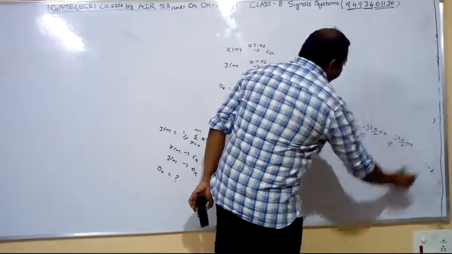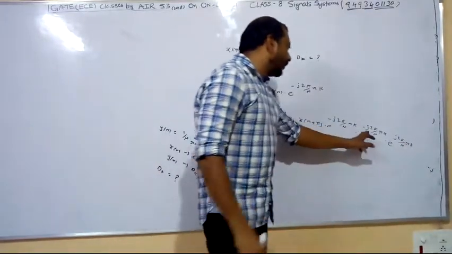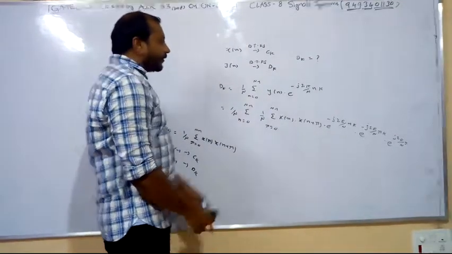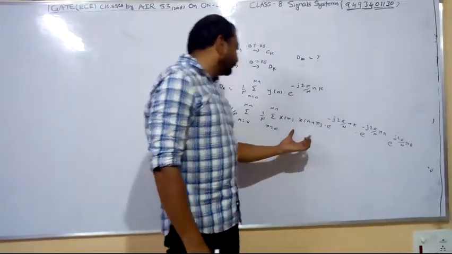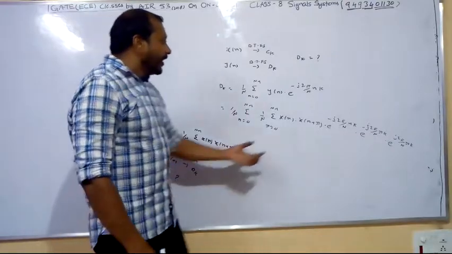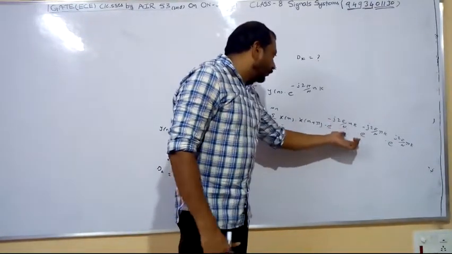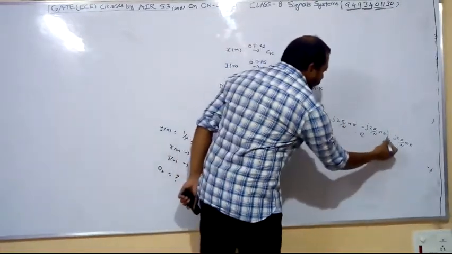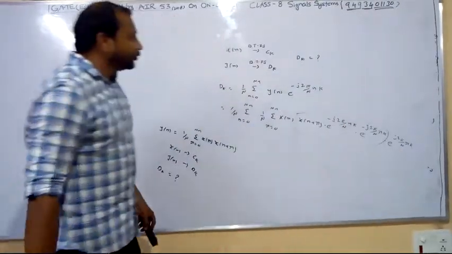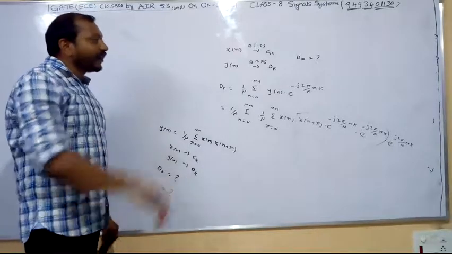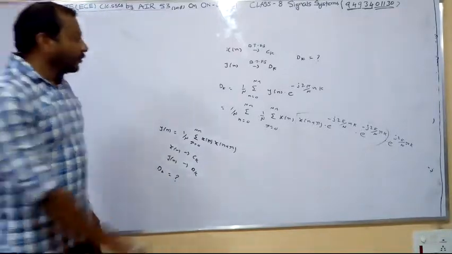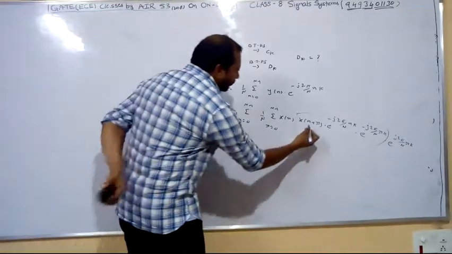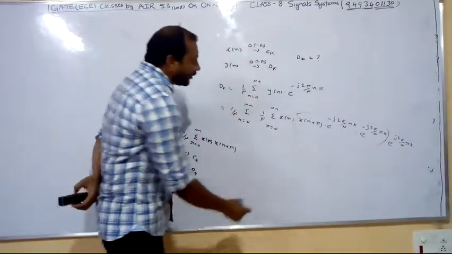Is there any change? Nothing is there. Simply this e power minus j and e power j get cancelled and there is no change at all here. Now I am combining this expression: x of n plus r into e power minus j 2 pi by N k. This total one is x of n plus r into e to the power minus j 2 pi by N into n plus r into k, along with this 1 by N. I am substituting this n plus r equal to some p.